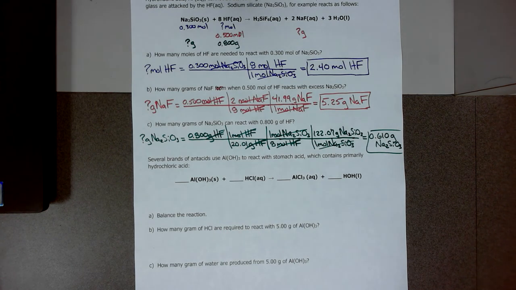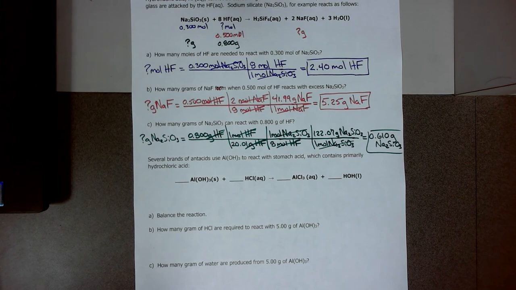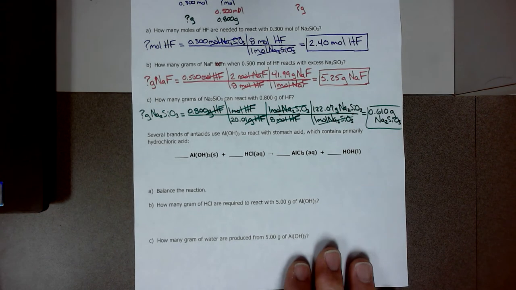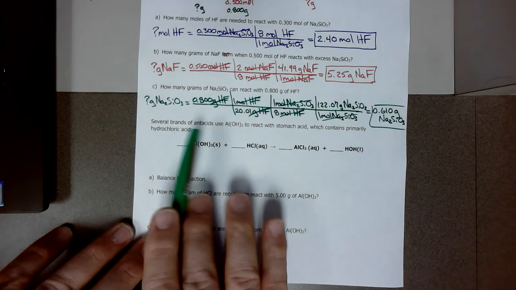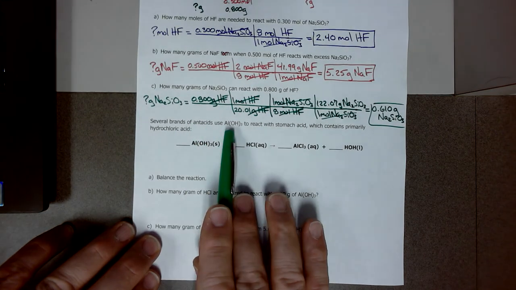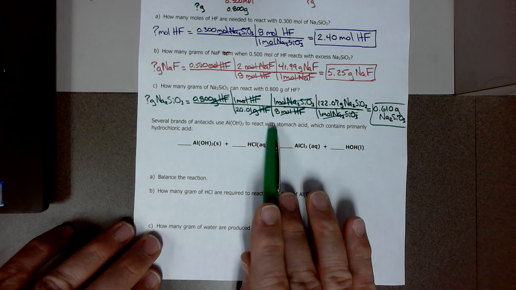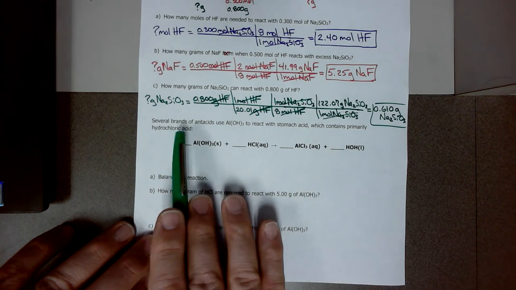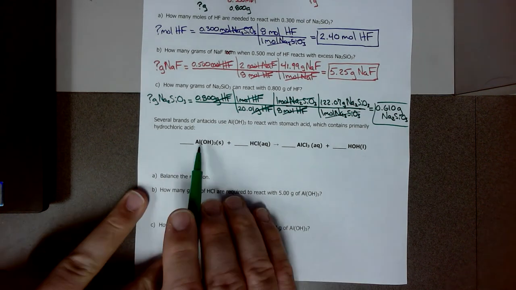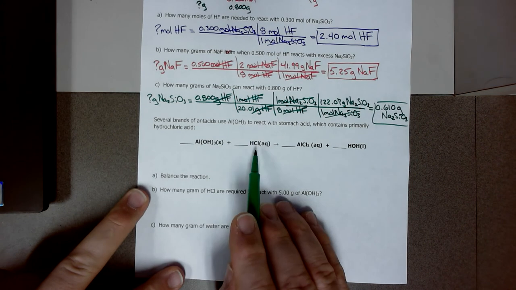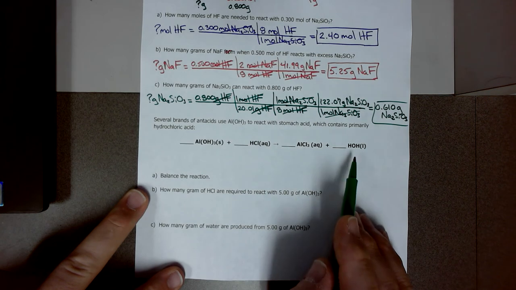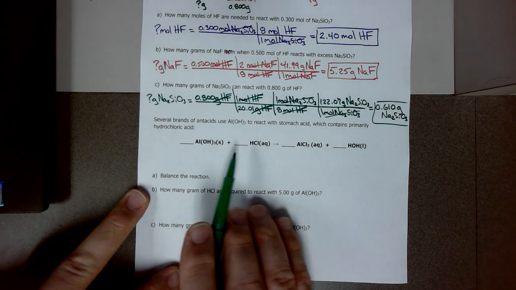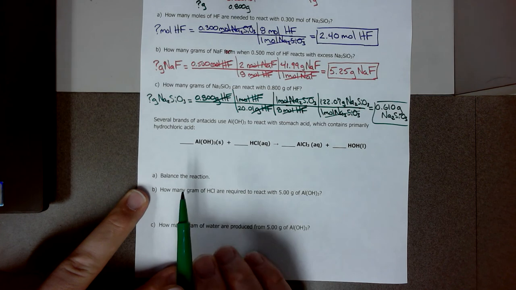Okay, so there's some examples right there. Let's do a couple more examples before we finish this video. In this case, I've got a reaction here. It says several brands of antacids use ammonium hydroxide to react with stomach acid, which contains primarily hydrochloric acid. So we're reacting aluminum hydroxide with hydrochloric acid. We're going to produce the salt, which is aluminum chloride, and water. So this is a strong acid-base reaction.